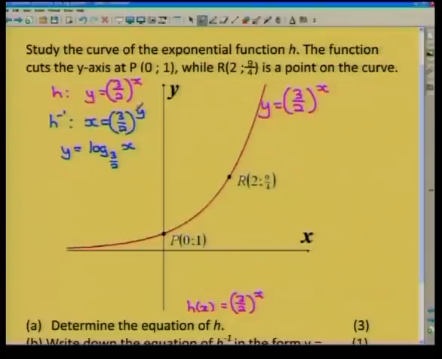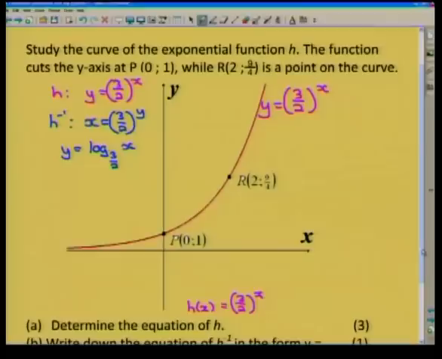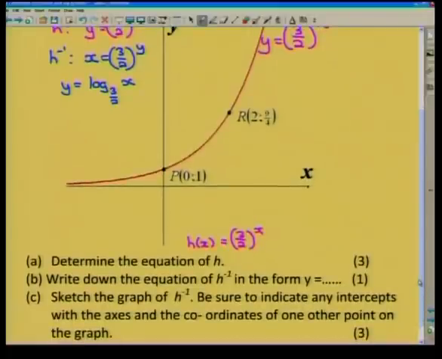All I'm doing is using that formula that I had for changing a log to an exponent and an exponent to a log. Right, so now we have the equation of the inverse, but they asked it in y form, so if we wanted to be really complete, we could say y equals log to the base 3/2 of x. Now it says sketch the graph of h to the minus 1. Be sure to indicate any intercepts with the axes and the coordinate of one other point on the graph.